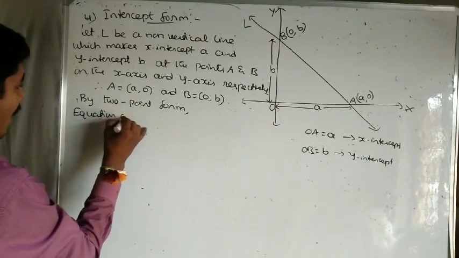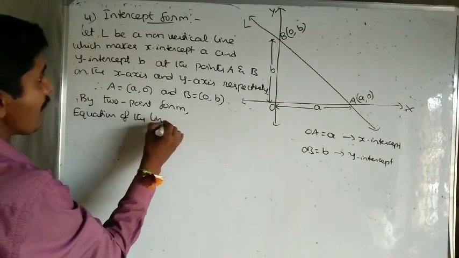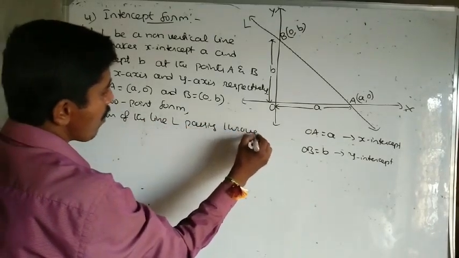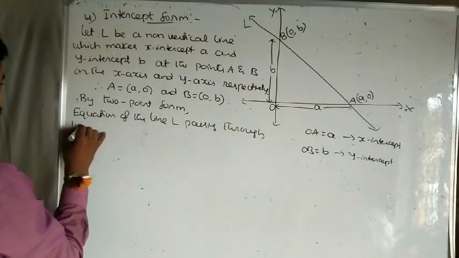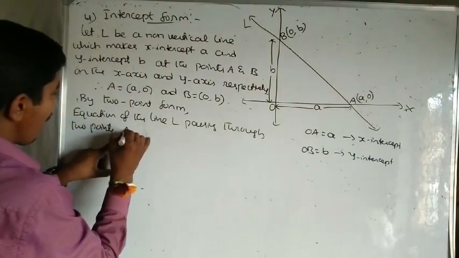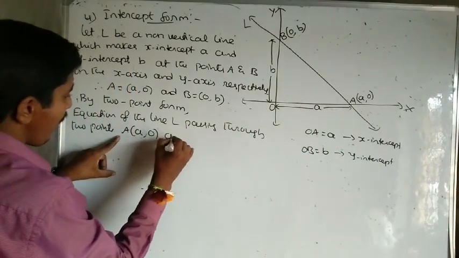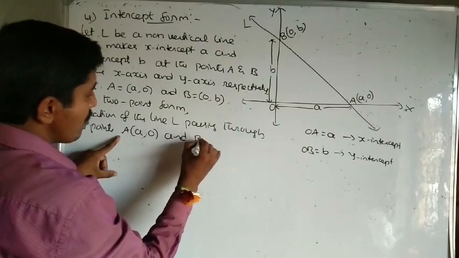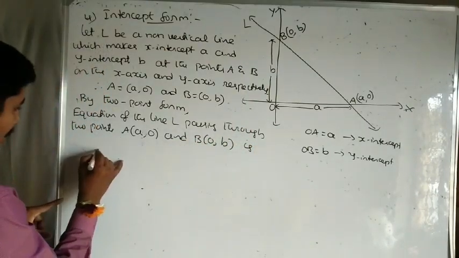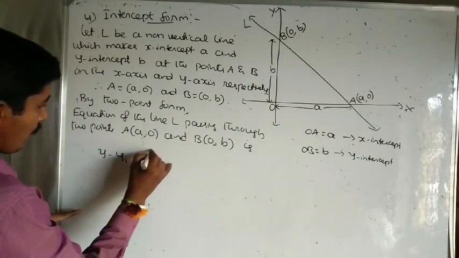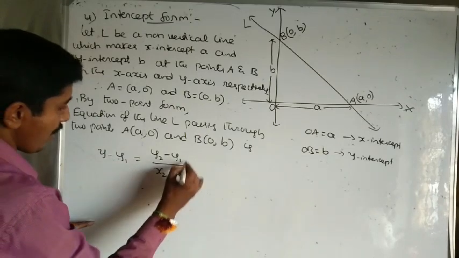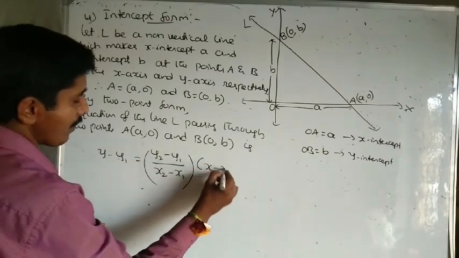Equation of the line L passing through 2 points, A (a, 0) and B (0, b), is given by y minus y1 equals (y2 minus y1) divided by (x2 minus x1) into (x minus x1).